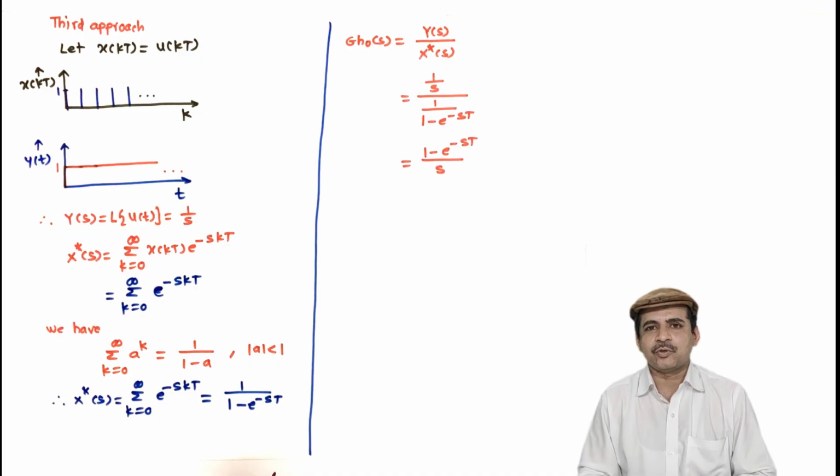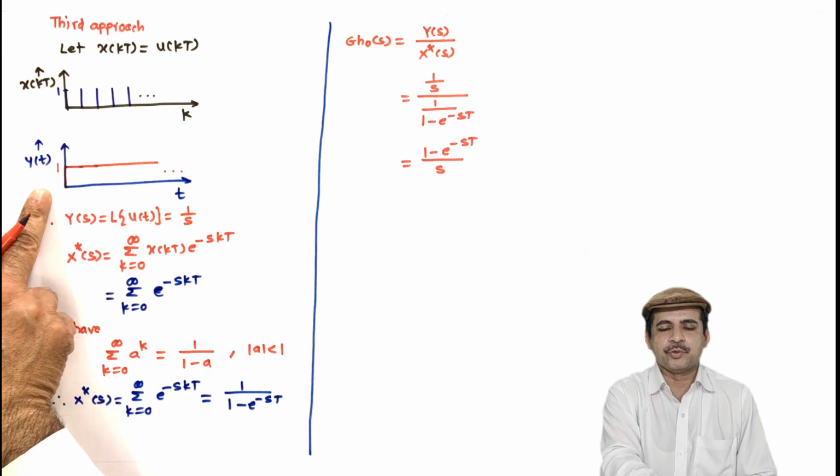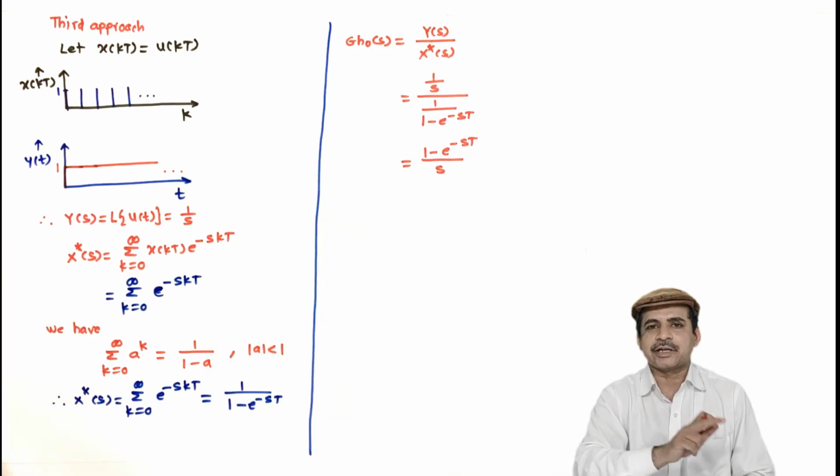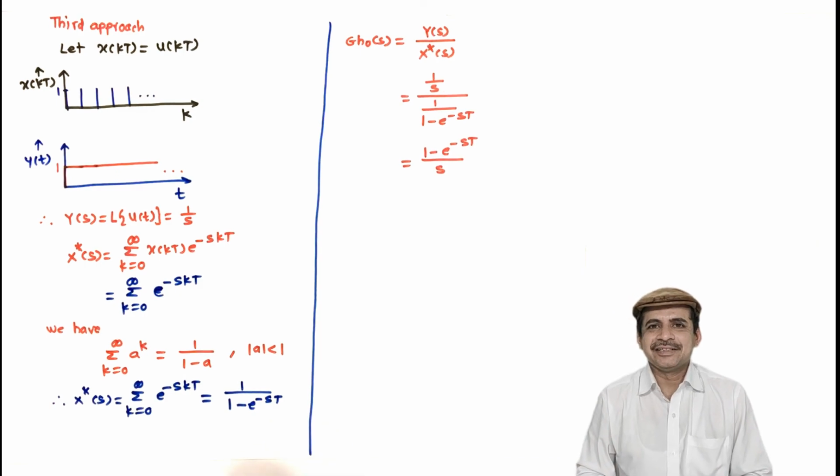So for the first order hold, we will apply this signal, generate the output, and using this approach we will find the transfer function. But not in this lecture. In this lecture it is enough. In the next lecture we will see what the first order hold is, its operation and its transfer function. Thank you.